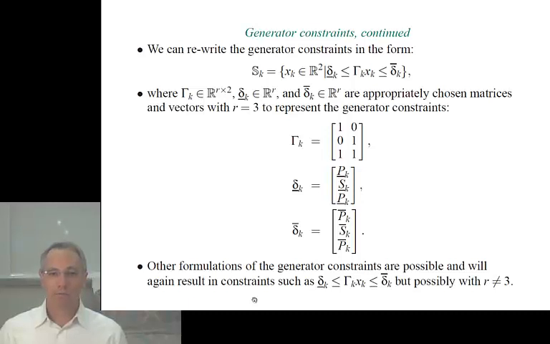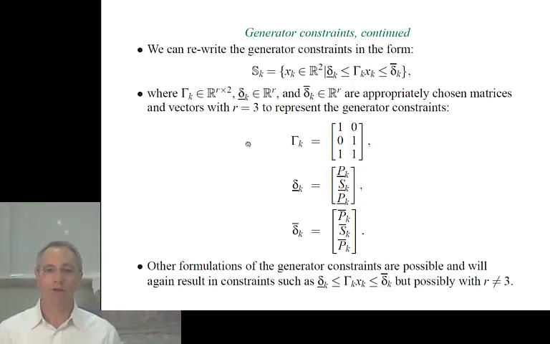We're going to need to think even more generally about generator constraints, so I want to rewrite it in a form that's amenable to such generalizations. So in particular, I'm going to think of sk as a set of xk's in R squared such that gamma k, a matrix that I'll define in a moment, times xk is greater than or equal to delta underline k, less than or equal to delta overline k. In this case, gamma k, which is in a set of R by 2 matrices, delta underline k is an R vector, delta overline k is an R vector, where R happens to equal 3.